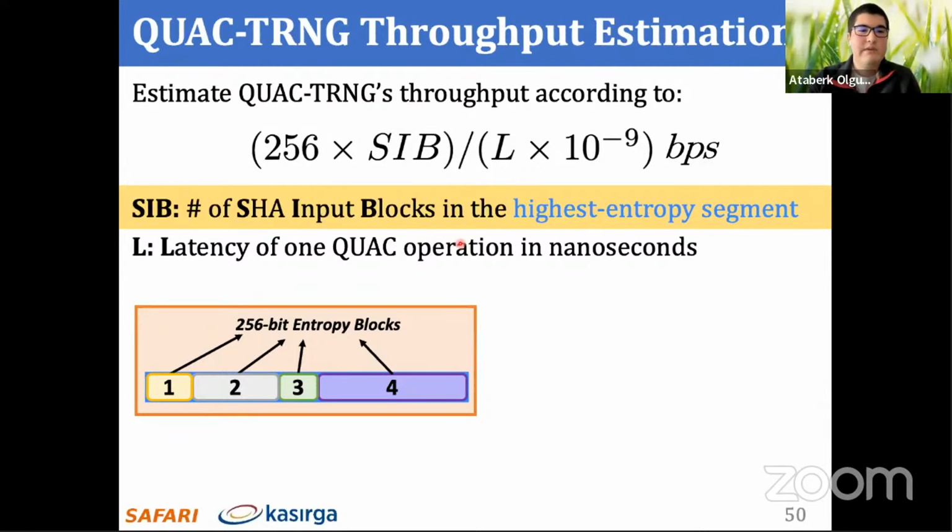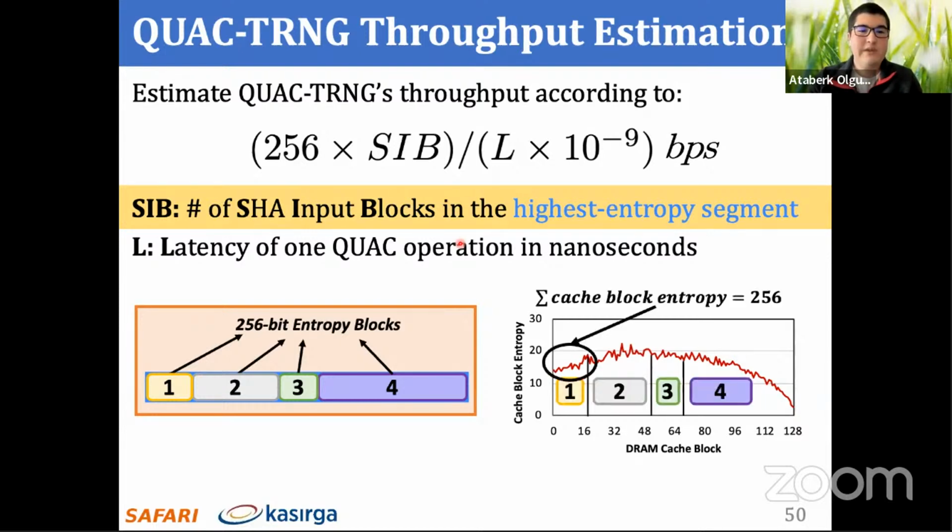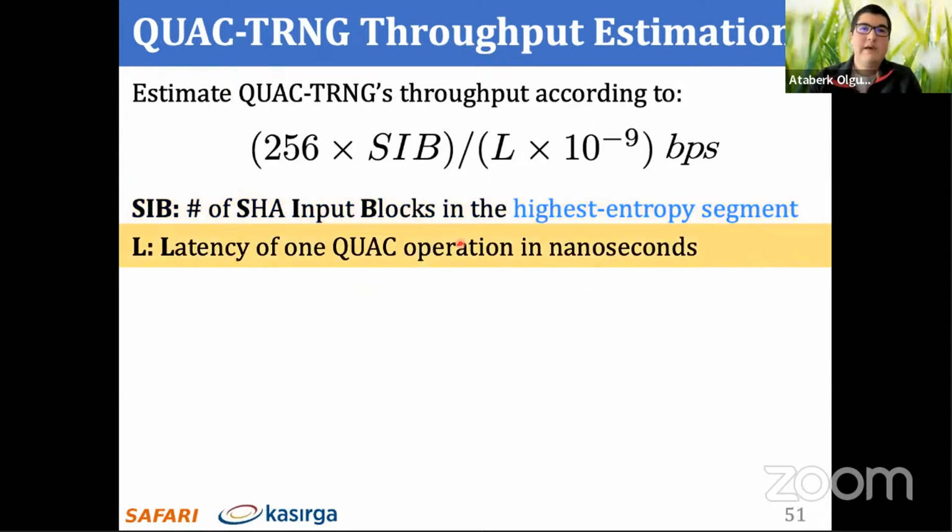And in this example, there are 4 arbitrarily sized SHA input blocks. And we identify these blocks by rigorously characterizing DRAM modules for entropy resulting in QUAC operations. As an example, this figure plots the entropy of individual cache blocks in a high entropy DRAM segment. To identify a SHA input block, we find a set of contiguous cache blocks that have a total amount of 256 bits of entropy. We calculate L by tightly scheduling the DDR4 commands required to perform QUAC operations. And finally, we multiply by 256 as each QUAC-TRNG iteration outputs a 256-bit random number.